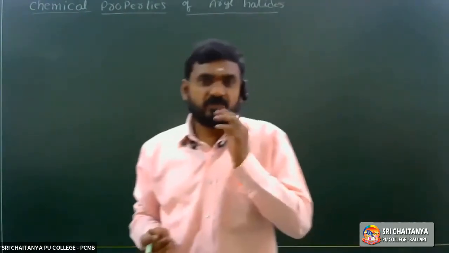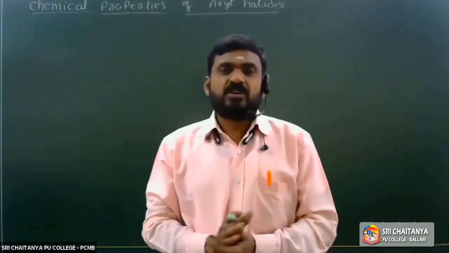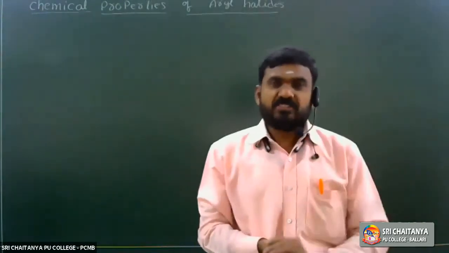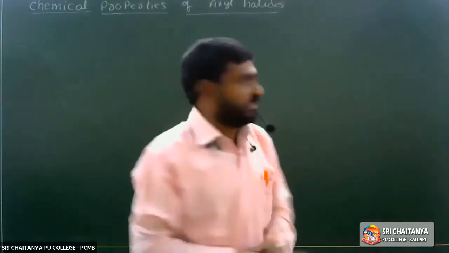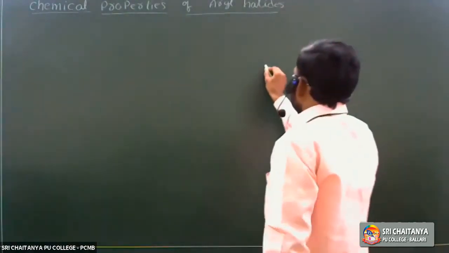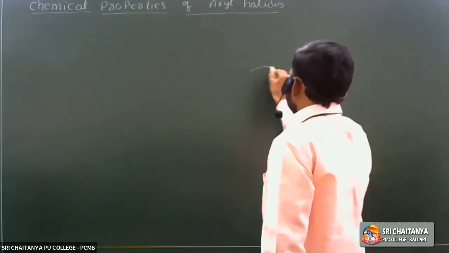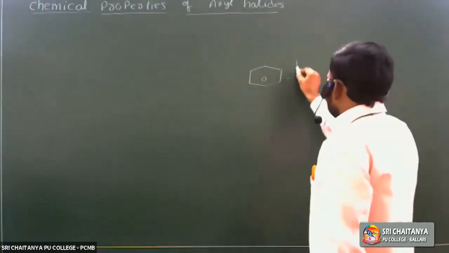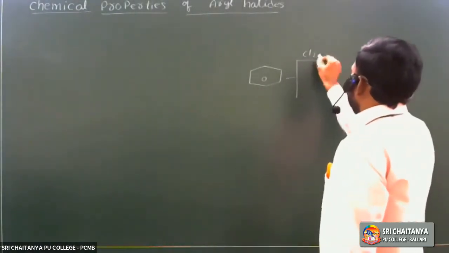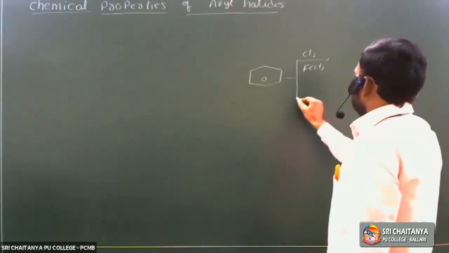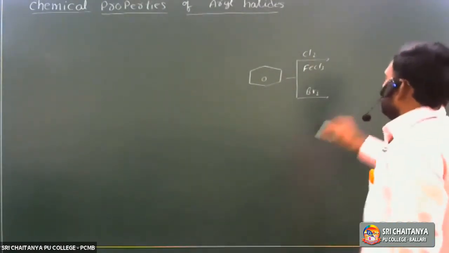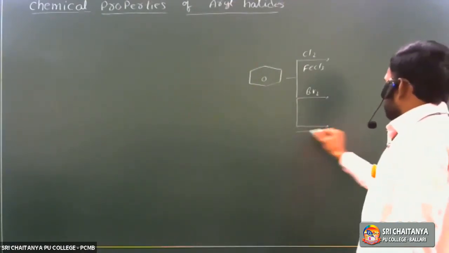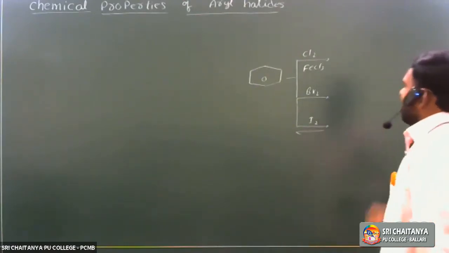So in the last class, methods of preparation of aryl halides were completed. Only two methods from benzene. Benzene is treated with halogens: chlorine in the presence of FeCl3 or AlCl3 or iron, or treated with bromine. Next, treated with iodine, which is a reversible reaction.